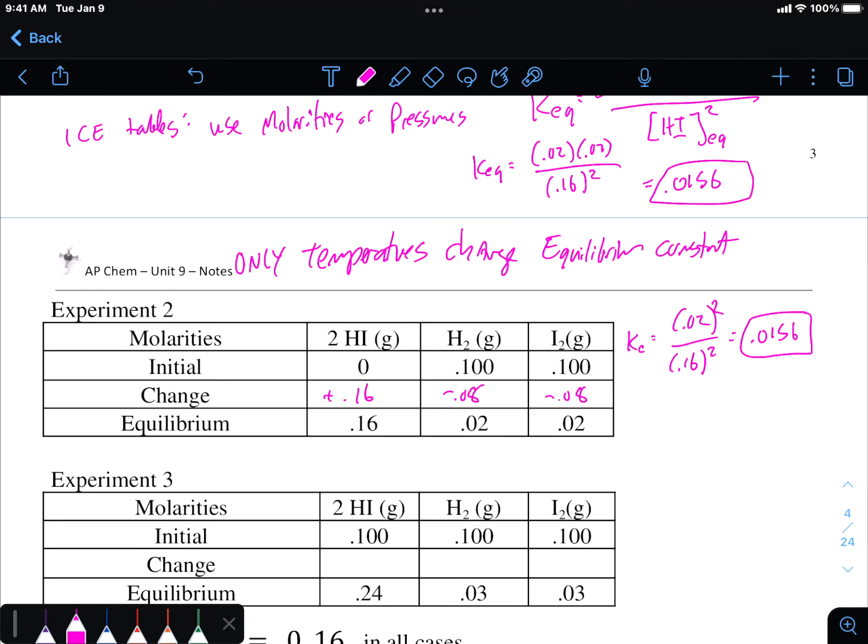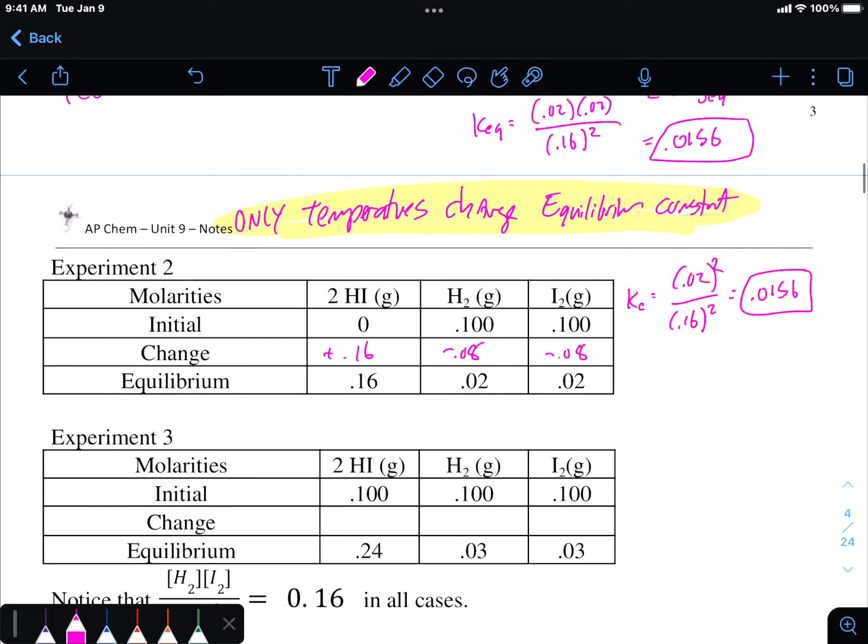Only temperature change can change the equilibrium constant. Only temperatures, okay? You change concentrations, doesn't matter how much you change concentration by, the equilibrium constant will not change. But if you change the temperature, that will do it. All right?